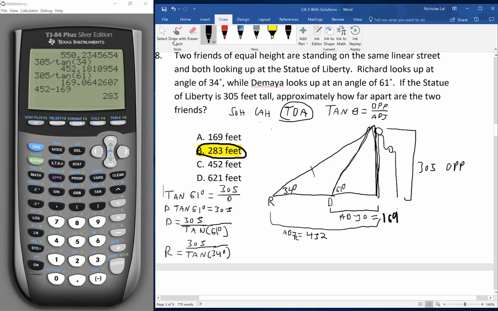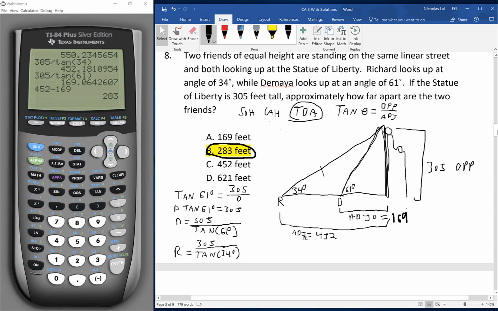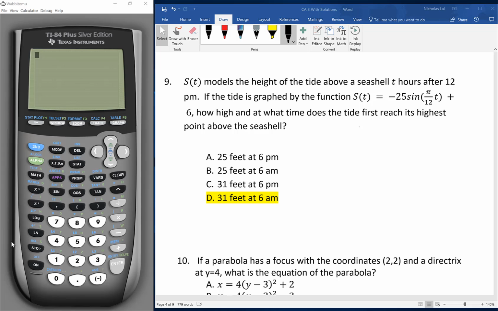So that is that problem. That's problem 8. Problem 9, I think problem 9 can best be done by first just visualizing the problem, and then after you visualize the problem, plugging into your calculator or solving it step by step. So I'm going to do both examples.